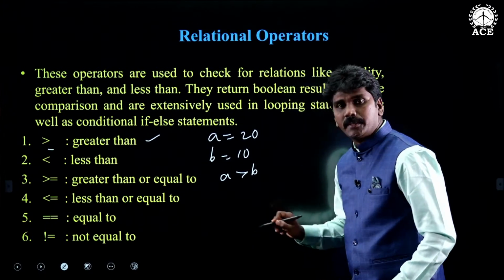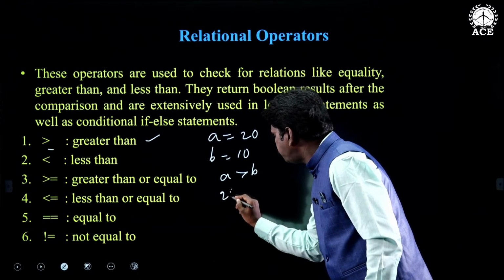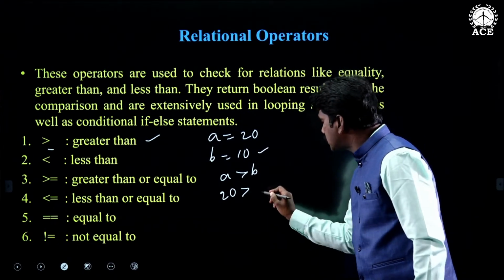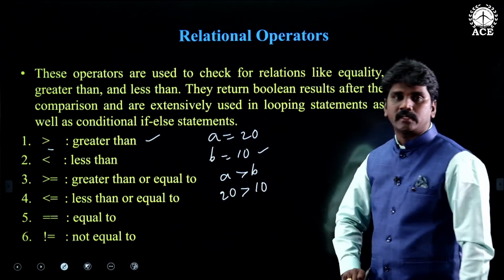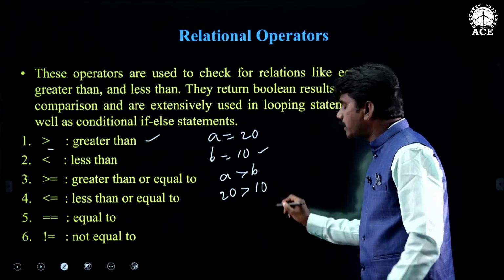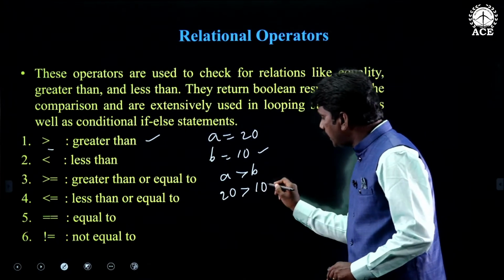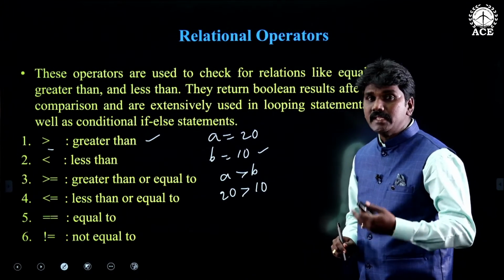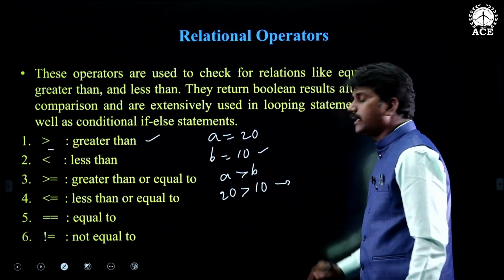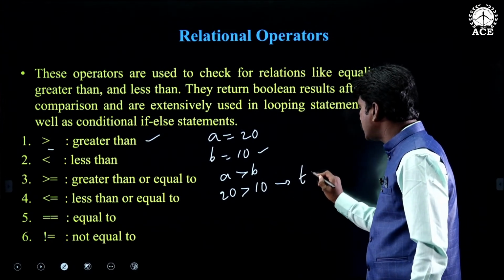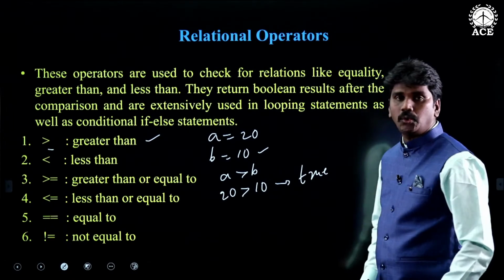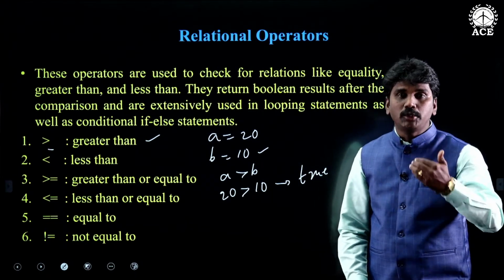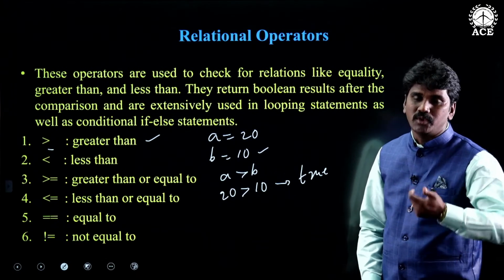A is greater than B. What is the A value here? The A value is 20. What is the B value we have taken? It is 10. 20 is greater than 10. Here I have checked whether 20 is greater than 10. Yes, the condition is correct, which means we are going to get the output as true. For relational operators, the result is a Boolean value.